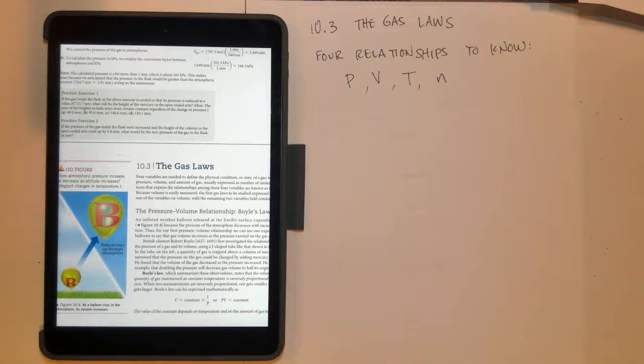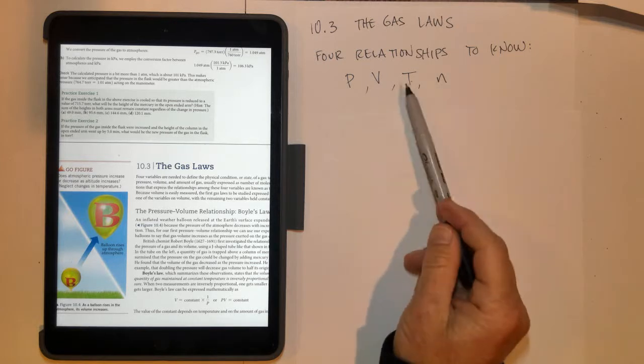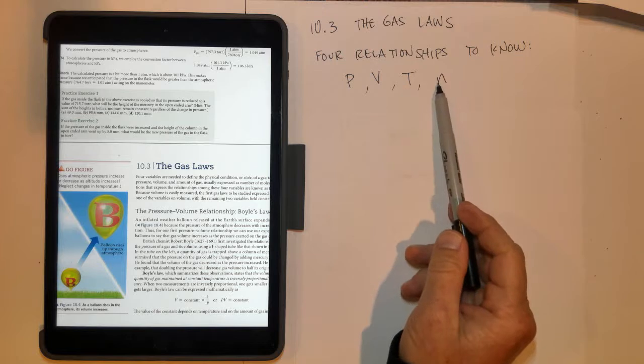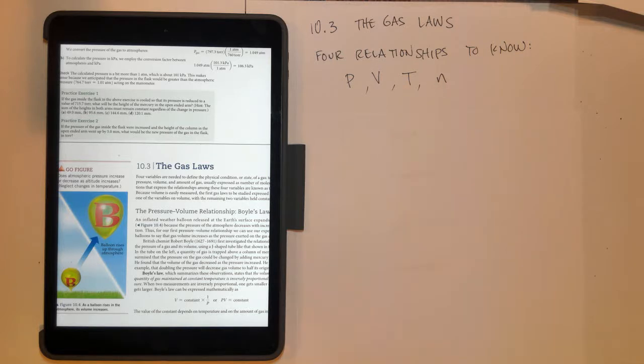So this is section 10.3, the gas laws. Gases are described by 4 different variables: pressure, volume, temperature, and number of moles of gas. These 4 variables all have relationships with one another, and they're named for famous scientists.